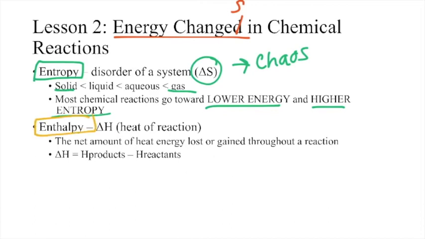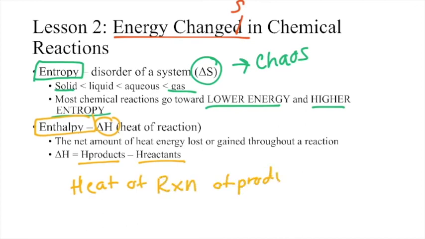Now we're going to look at enthalpy, notice the difference. This is our delta H, or our heat of reaction. So remember, delta means change. So this is our net amount of heat energy that's lost or gained through a reaction. And we have our H of our products minus the H of our reactants.